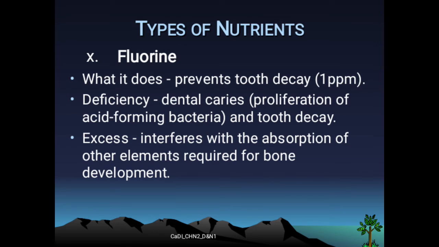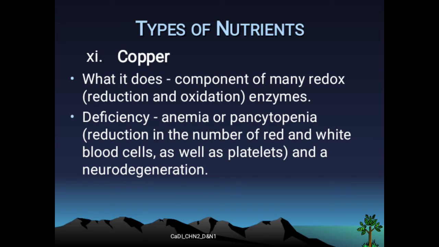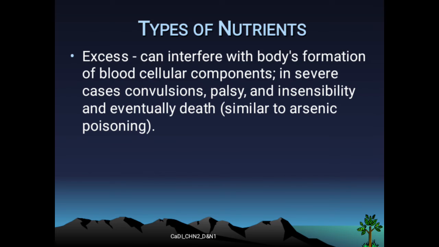Fluorine. It prevents tooth decay. Deficiency causes dental deficiency; you have dental caries. And in excess it interferes with the absorption of other elements required for bone development. Copper. It's a component of many reduction and oxidation enzymes. Deficiency causes anemia or pancytopenia, and in excess it can interfere with the body's formation of blood cellular components. In severe cases: convulsions, palsy, insensibility, and eventually death.